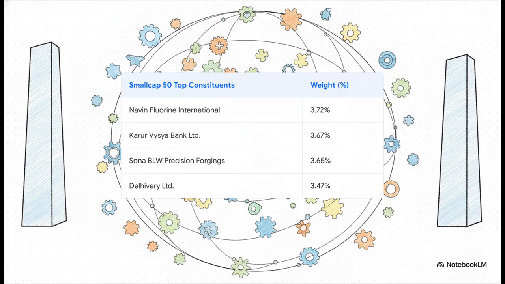Top companies here, like Navin Fluorine, hold just 3.72% weight. That is a stark contrast to the 11% giants we saw back in the large cap space. It basically means the performance of small cap indices is driven by a much wider, far more democratic distribution of companies, rather than just one or two behemoths pulling all the strings.